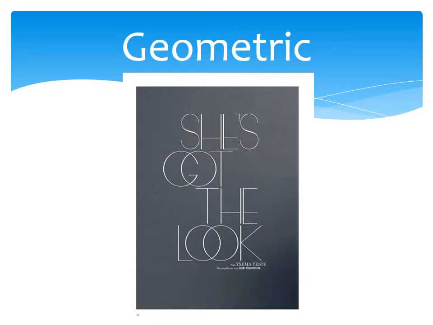And here is your example for geometric. She's got the look. If you look again, you see the O's in there are completely perfect circles. The G in got, if it didn't have that line coming in, it would also create a perfect circle. You can look and see the elements of rectangles and squares and triangles. It's very minimalistic, meaning there's just not a lot of anything fancy going on with it. It looks very modern.